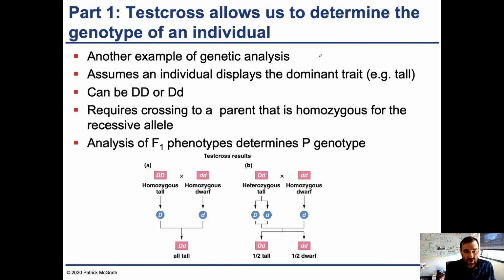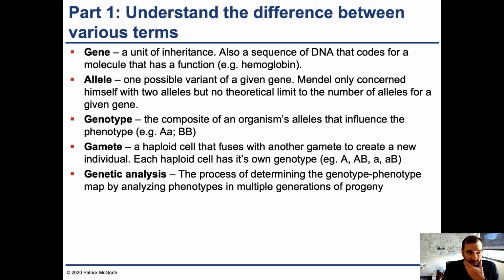So this also leads to some various terminology on the DNA side. A gene is a unit of inheritance. It's also a sequence of DNA that codes for a molecule that has a function. And then an allele is one of the possible variants of a given gene.